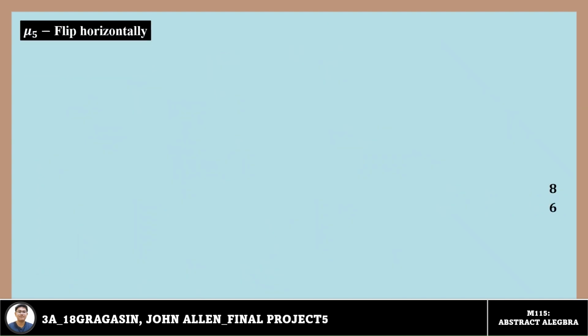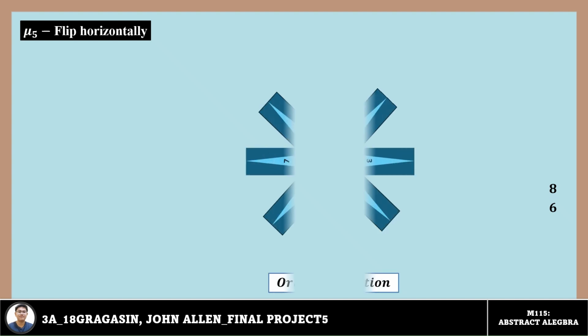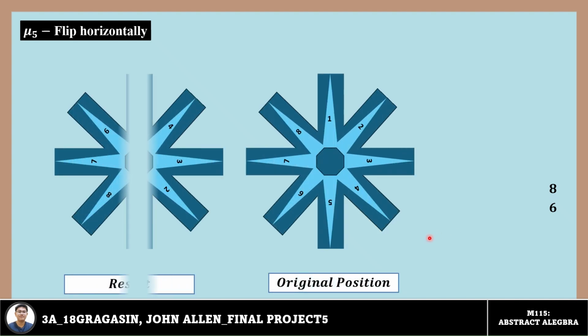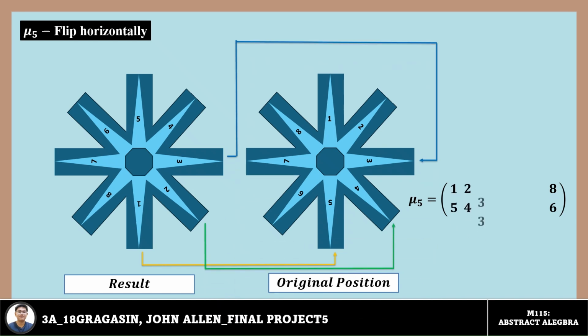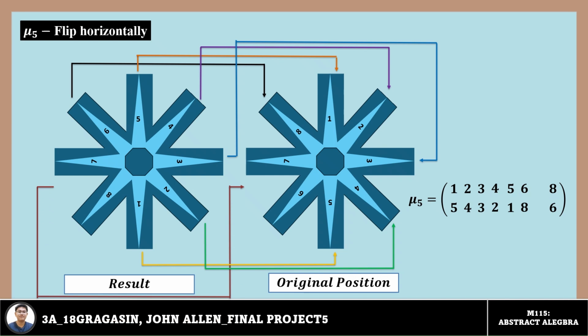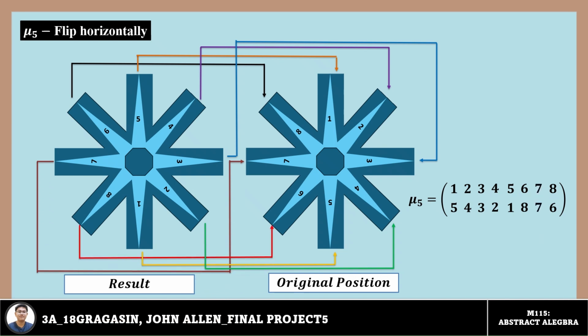So for our mu sub 5, we need to flip it horizontally. And then this is our original position, and this is our result. For mu sub 5, we have here 1 is to 5, 2 is to 4, 3 is to 3, 4 is to 2, 5 is to 1, 6 is to 8, 7 is to 7, and 8 is to 6.